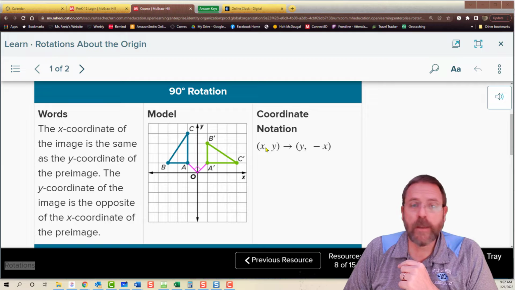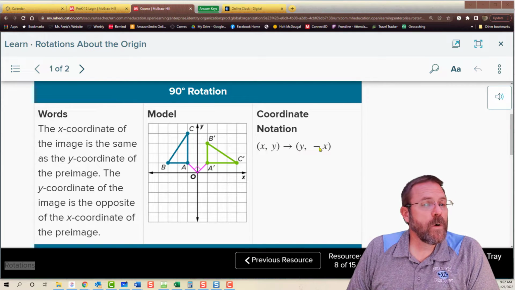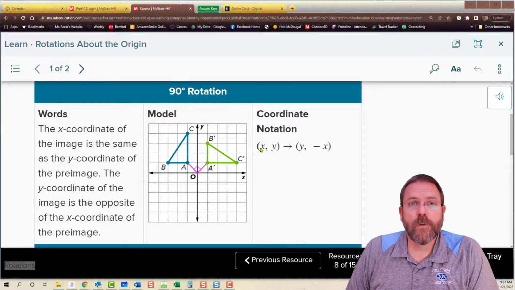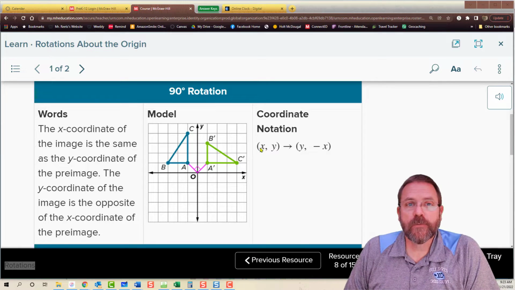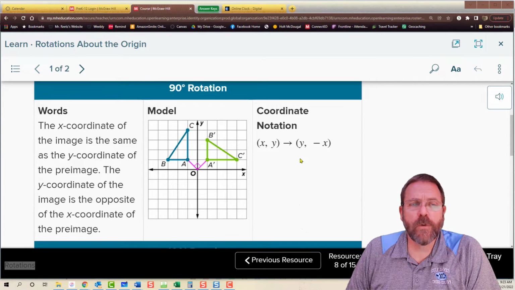And I'm looking at that. The textbook is wrong about that. You do not flip them. X and y stay in the same place. The only thing that changes is the x value becomes its opposite. So if it was a negative, it's a positive. If it was a positive, it becomes a negative. We'll show you more on that.